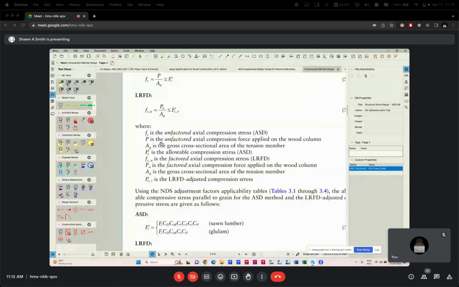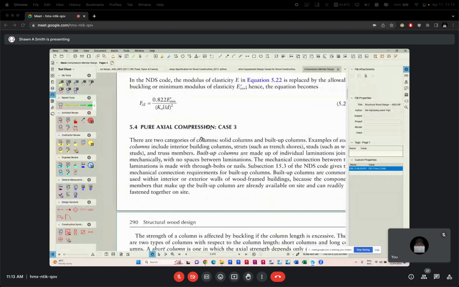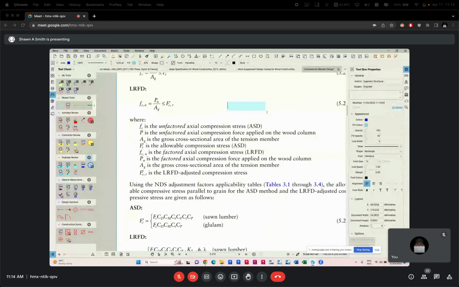Here we have the different definitions, where fc is the unfactored axial compression stress, as in small fc. P is the unfactored compression force applied on the wood column. A is the gross cross-section area of a tension member or compression member. They put tension, I don't know why. Again, we do find these errors in books, because we deal with compression here and they're talking about tension there. Class, you might want to correct that from now and put compression so that when you're reading, you don't get confused.